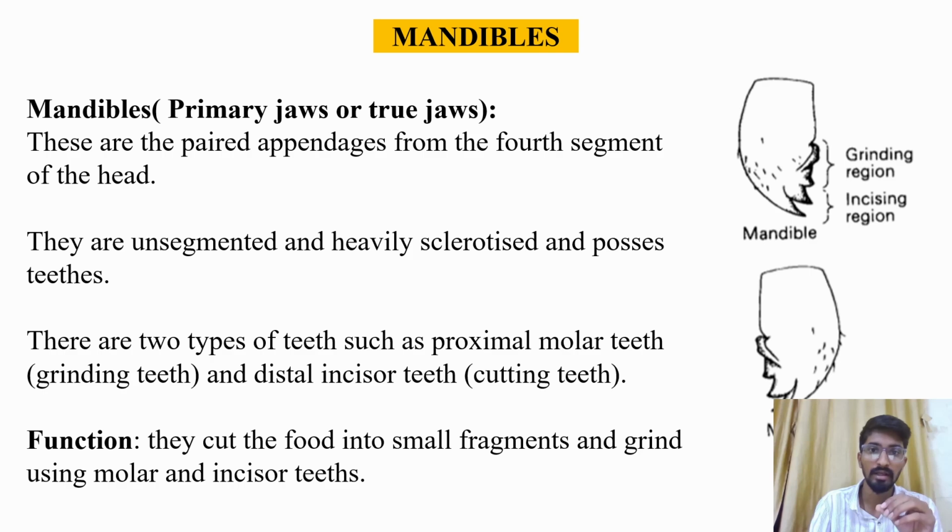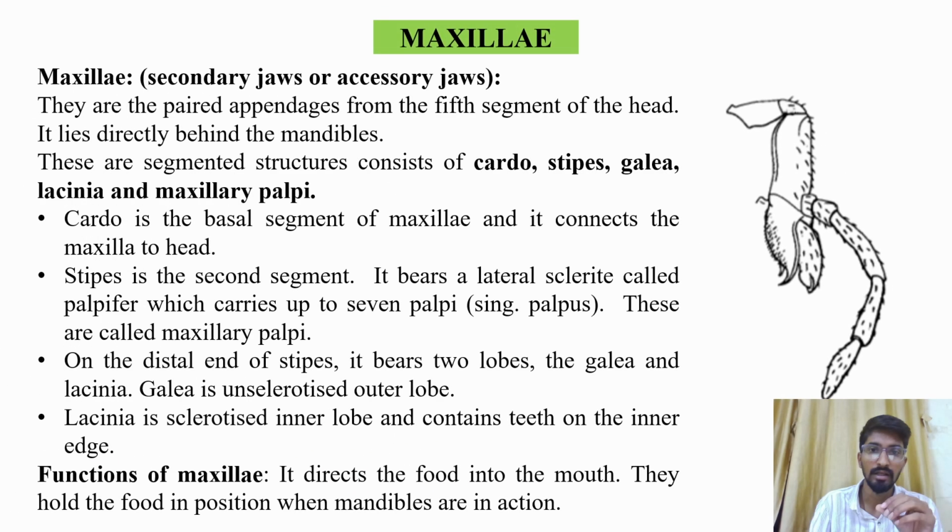Coming to the maxilla, they are called secondary jaws or accessory jaws. They are paired appendages of the fifth segment, the maxillary segment of the head, which is present directly below the mandibles, and they are segmented.